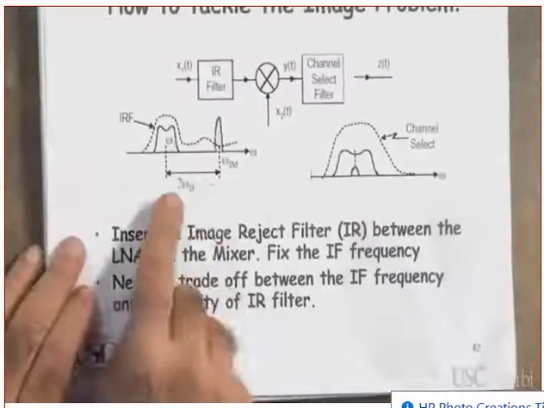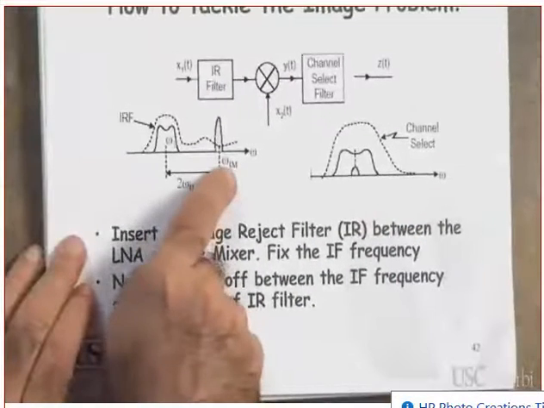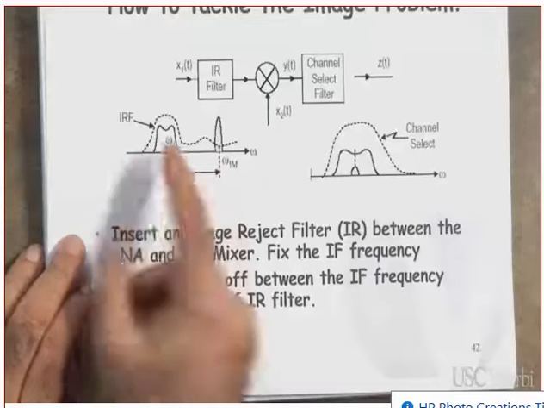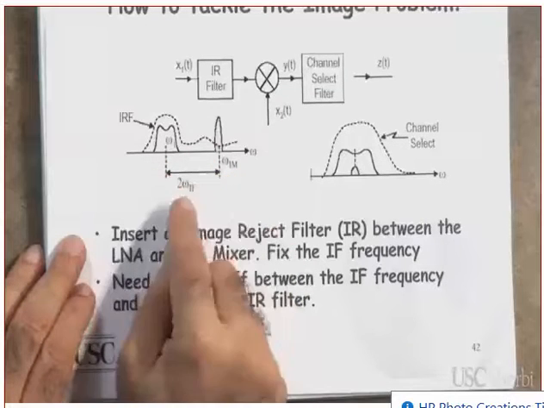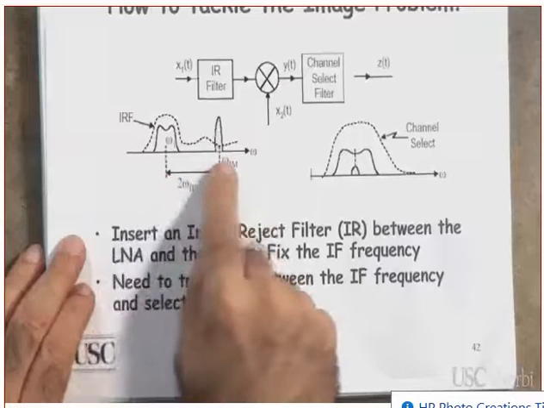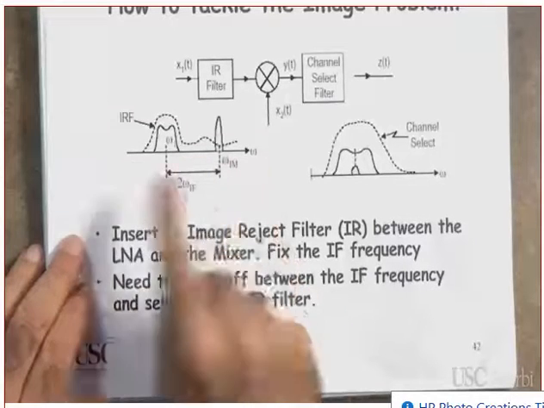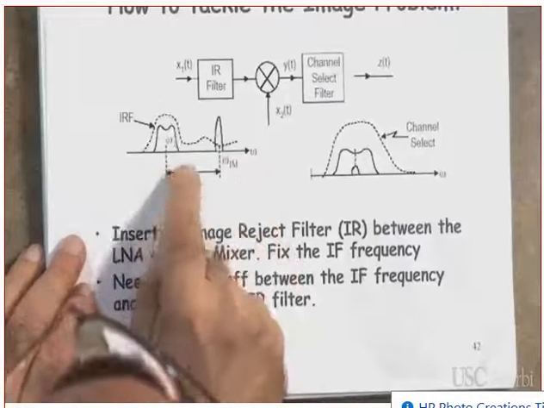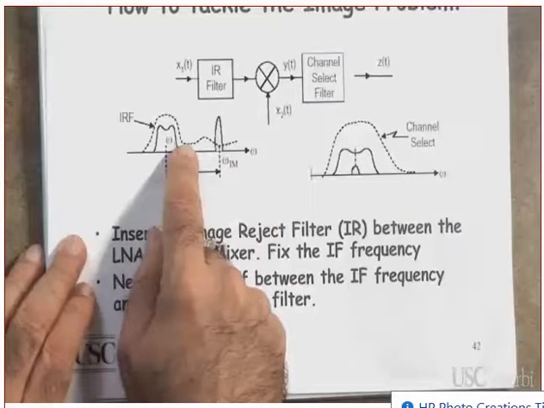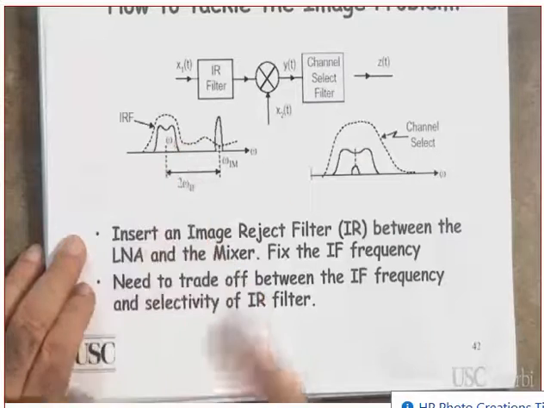I want you to see this. What is this? That's the image. That's the desired. What is the difference between them? 2IF. Is it far? Relatively, is it far? Look at the filter that I used. Is this a sharp filter or not a sharp filter? Not a sharp filter, which means what?